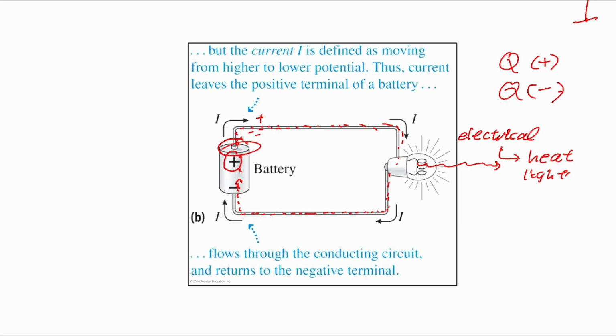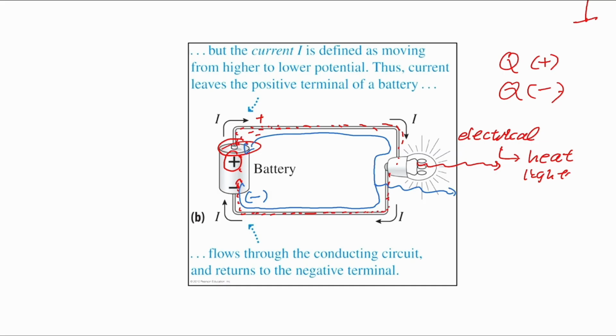Now one thing is, because there are two types of charges, there is also a negative charge. So what scientists found is, if negative charge starts from the negative terminal, goes through the light bulb and returns back to the positive, this negative charge will do the same thing. It means it will still convert the electrical energy into heat and light.